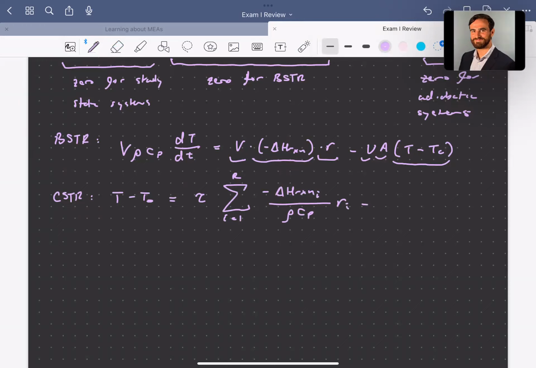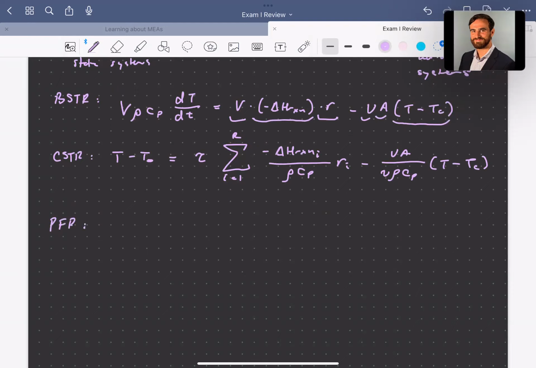So here again, we're going to have a term associated with heat exchange with the exterior, and that's going to depend on the temperature within the reactor and the temperature of the sort of cooling fluid or exterior of the reactor. This also depends on the area available for heat transfer and the heat transfer coefficient, so how efficient that transfer of heat is between the reacting fluid and, say, the walls of the reactor.